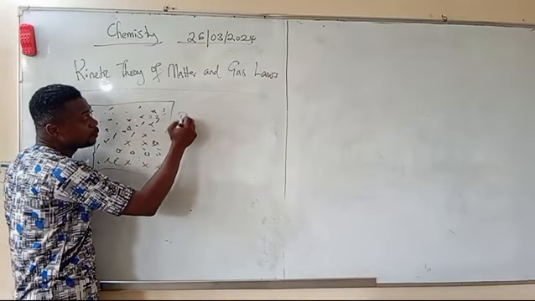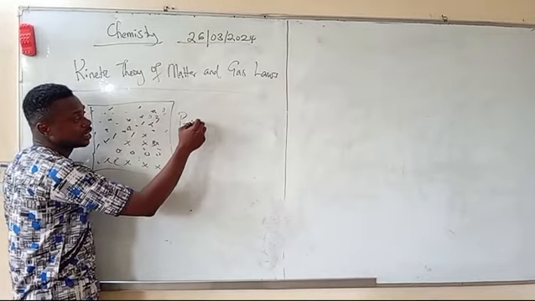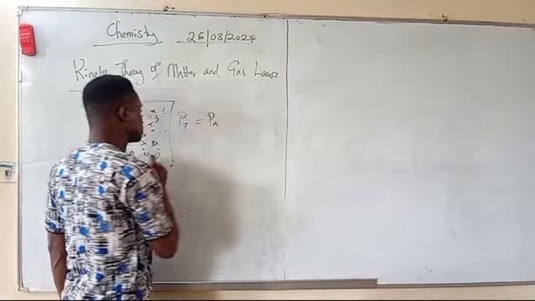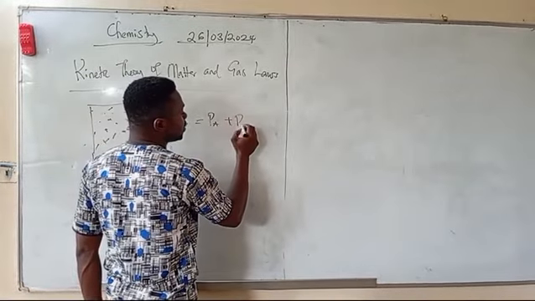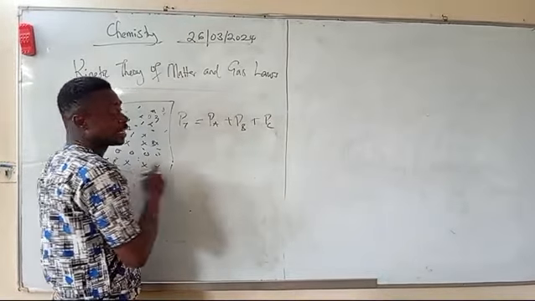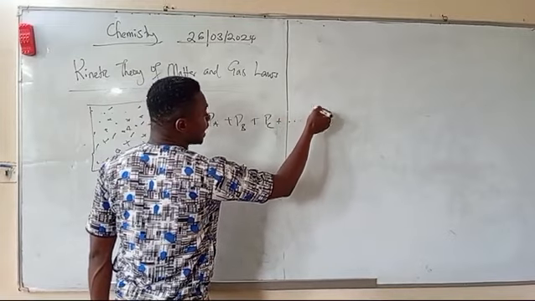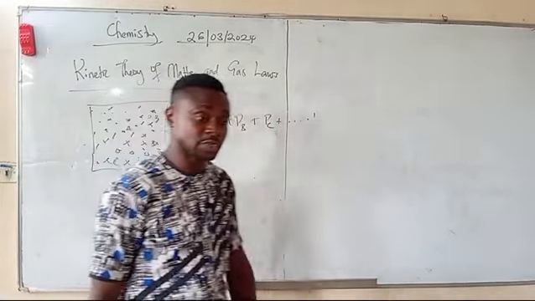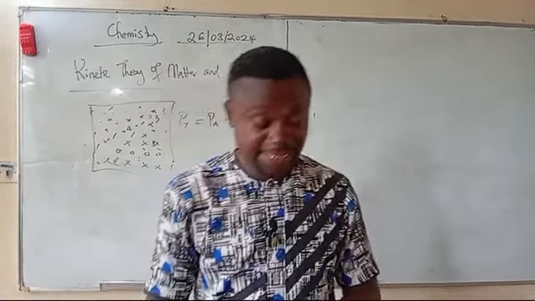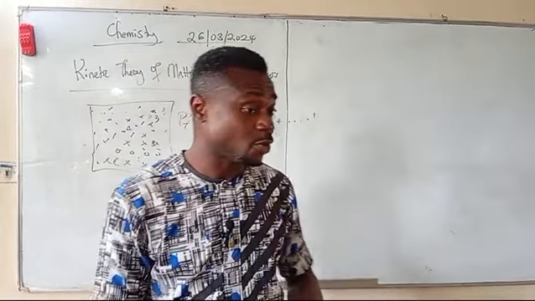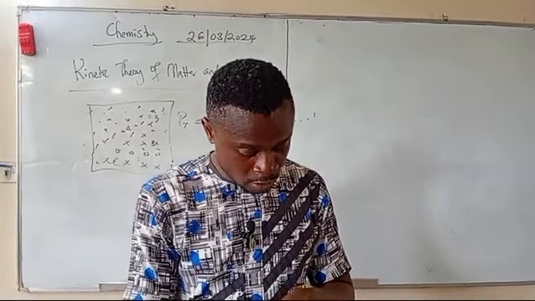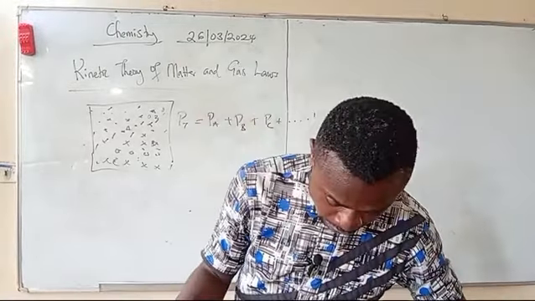So in that case, the total pressure P is equal to PA, the partial pressure of the first gas, plus PB, the partial pressure of the second gas, plus PC, the partial pressure of the third gas, plus the last gas, depending on the number of gases in the mixture. That's what this law says. Remember that the gases don't react chemically together. That's a very important condition. So let's continue.